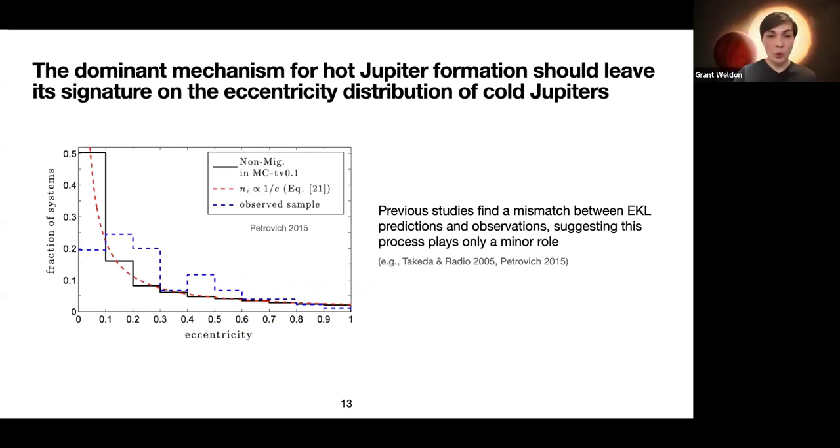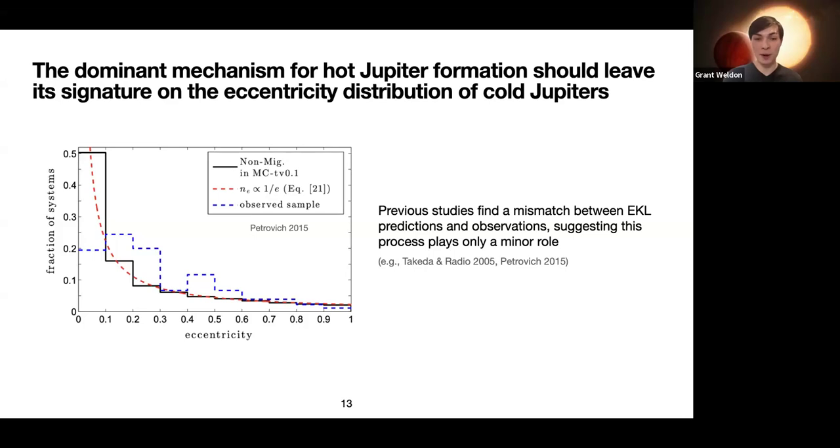And the reason we're interested in cold Jupiters is that the dominant mechanism for hot Jupiter formation should leave its signature on the eccentricities of cold Jupiters. If cold Jupiters are just proto-hot Jupiters, then whatever mechanism is driving hot Jupiter formation should be reflected in the eccentricities of the cold Jupiters.